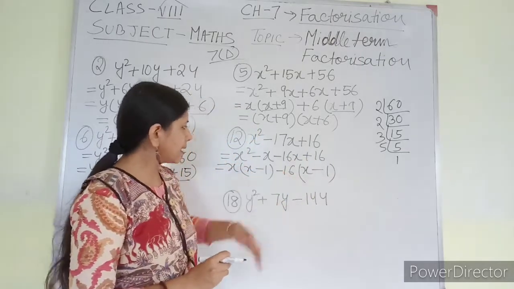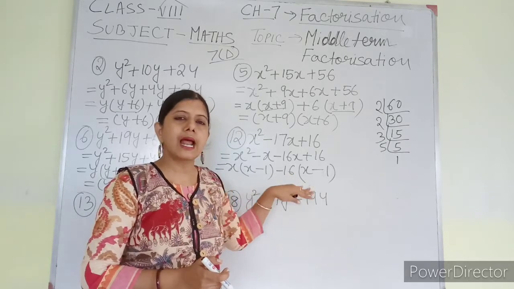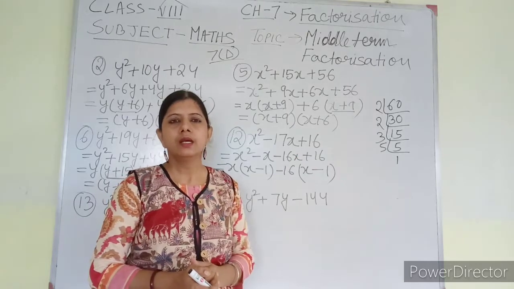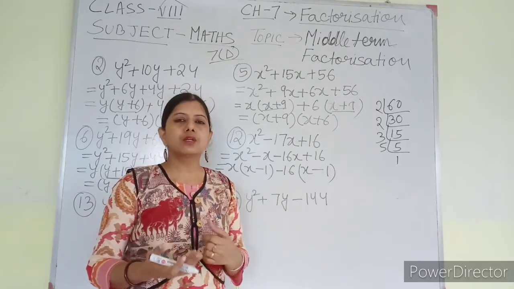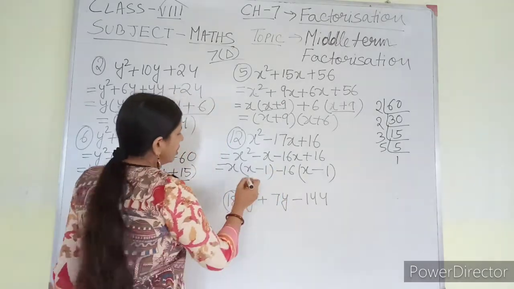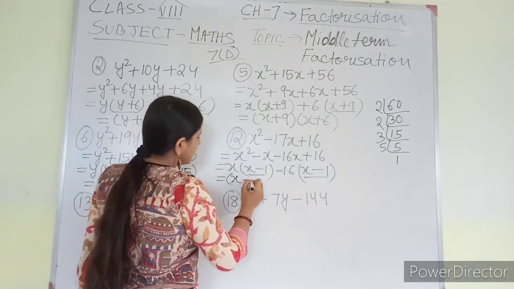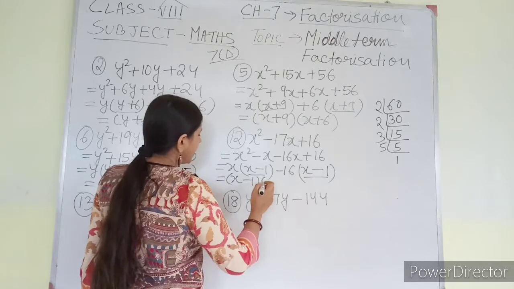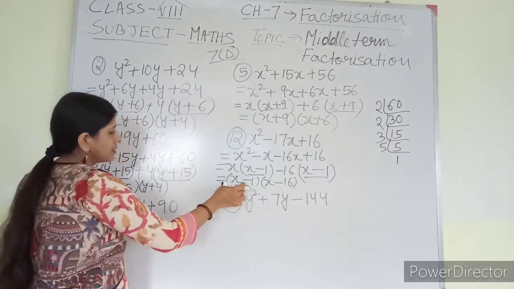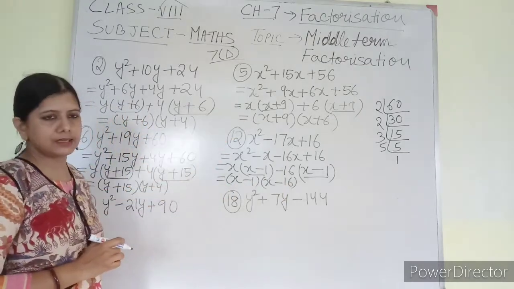So this sign convention is very much necessary. Many students do mistake at this point, that means at this line they will do mistake. So try to get yourself ready so that you cannot do this kind of mistake. Now x minus 1 and x minus 1, this is common, so I can write x minus 1, whatever left other than x minus 1, that is x minus 16. So the factors are x minus 1 and x minus 16. These are the two factors of this number.